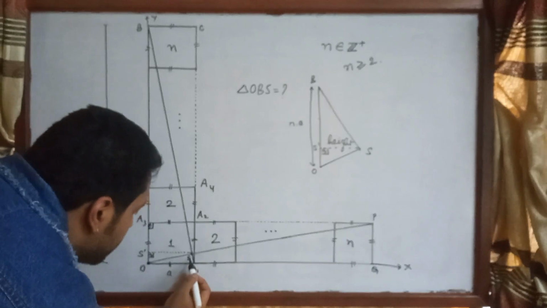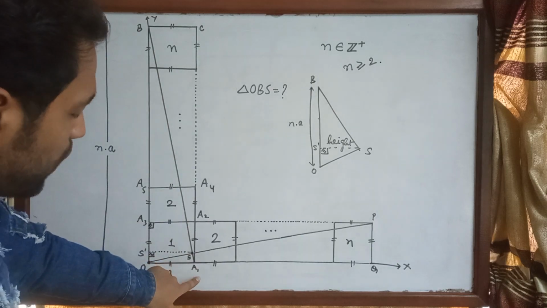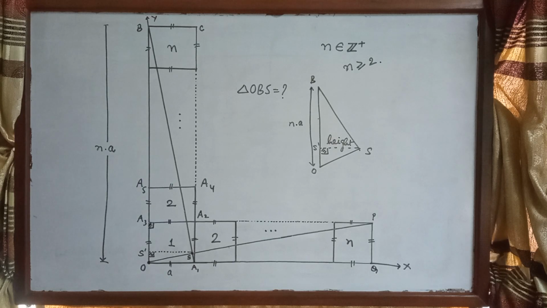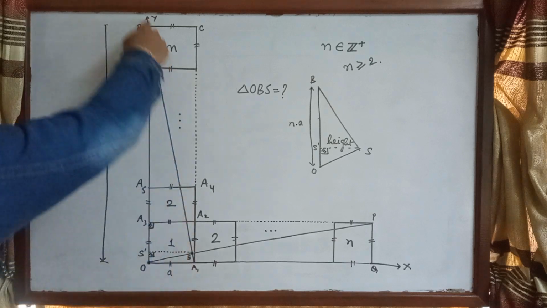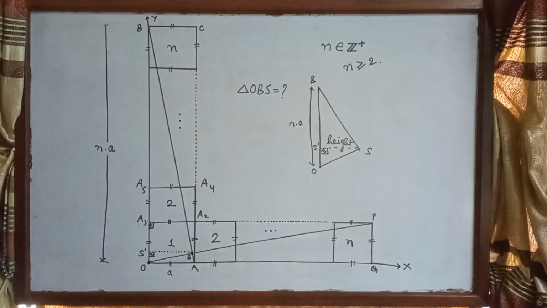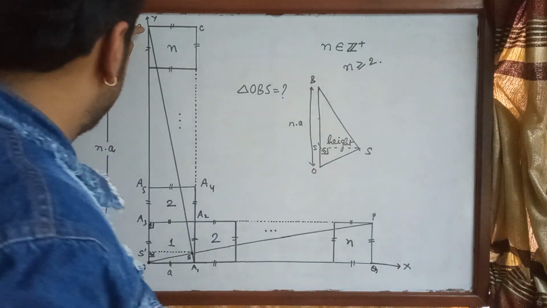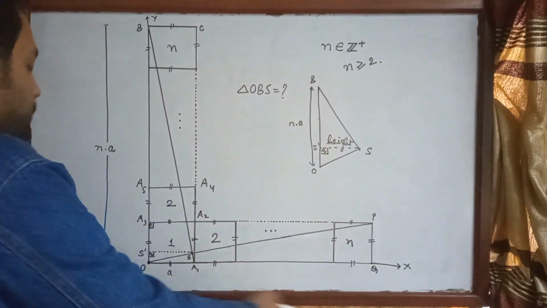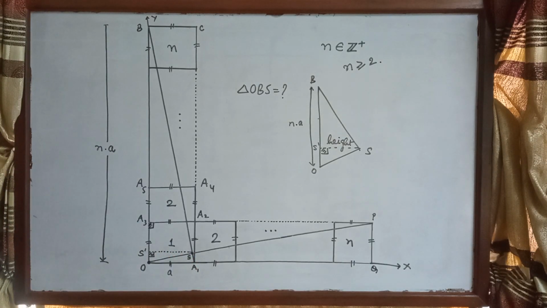To find the coordinates of the point S: S is the intersection of the lines BA1 and OP. So we need to find the equations of these two lines, BA1 and OP, and solve them as a system of equations. We're going to solve that system and find the coordinates of S. That's the main task.